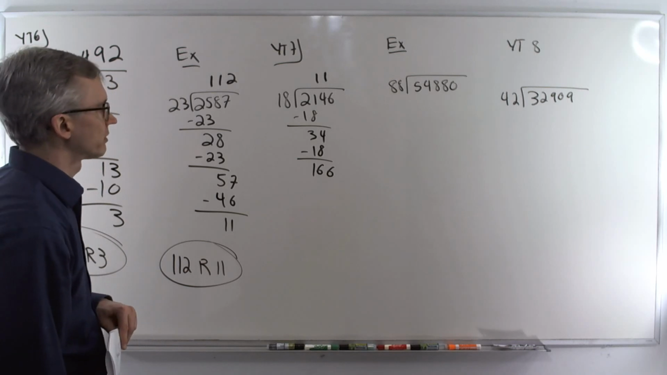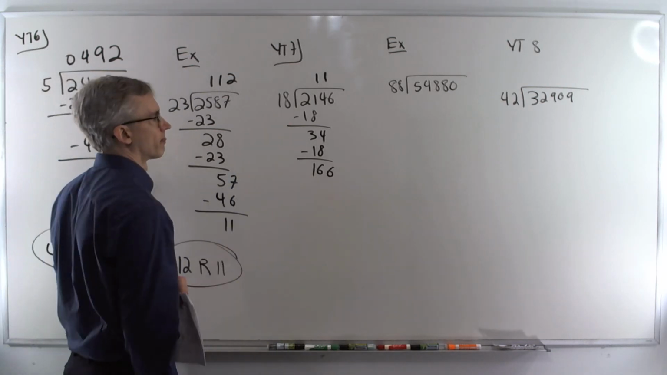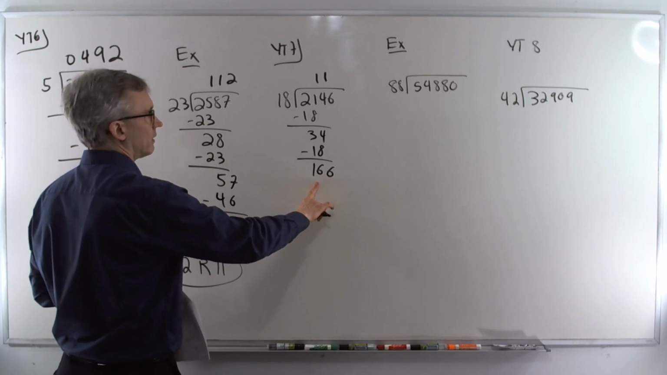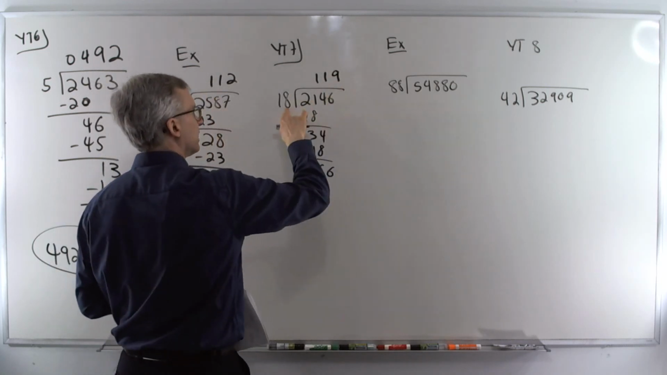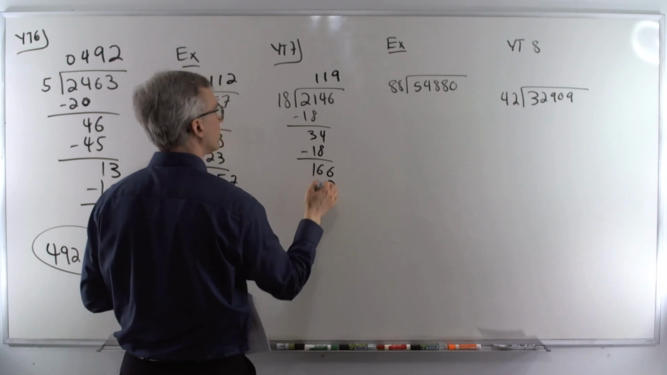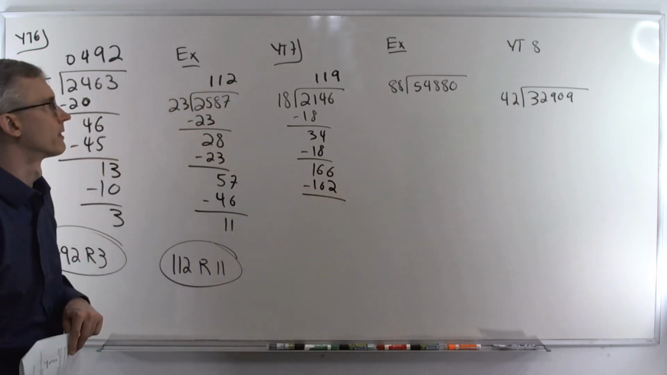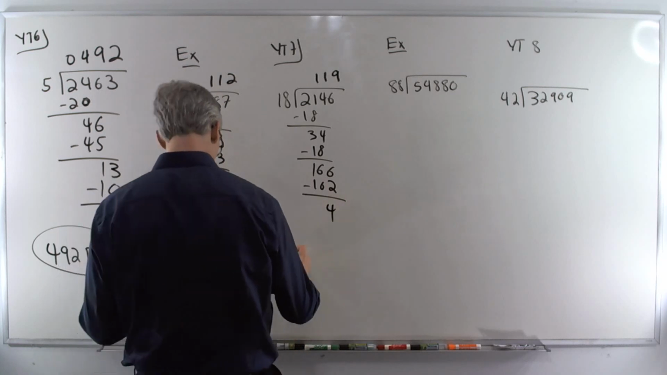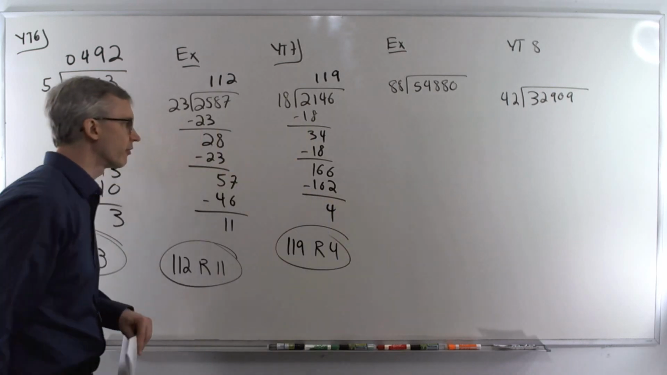Now 18, now we'll do a little estimating here. See, 18, let's round that to 20, and 20 times 8 would get us to 160. So let's try 9. Let's see what 9 brings us. Okay, 9 times 8, that's 72. Carry the 7. 9 times 1 is 9, plus 7 is 16. So 162. So that way of estimating is very helpful in approximating what number you're going to need up here. And we'll subtract, get 4. So that gives us an answer of 119, remainder 4.